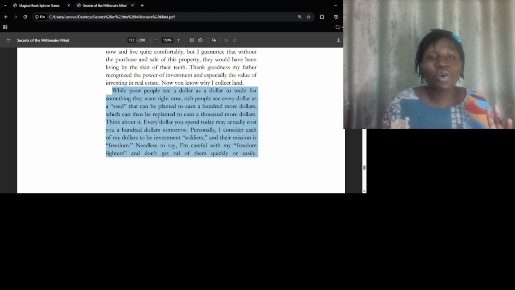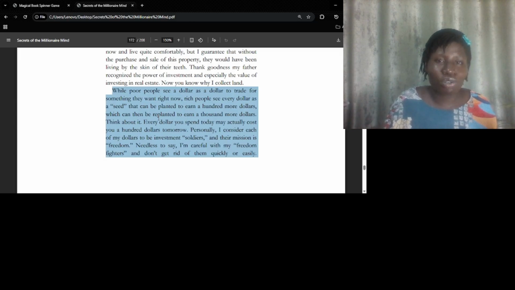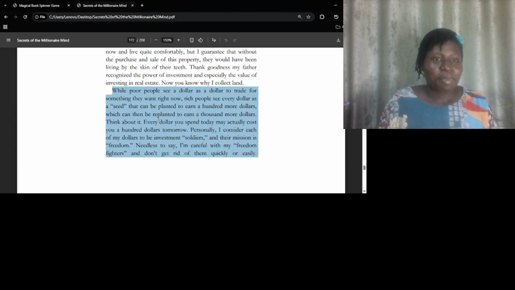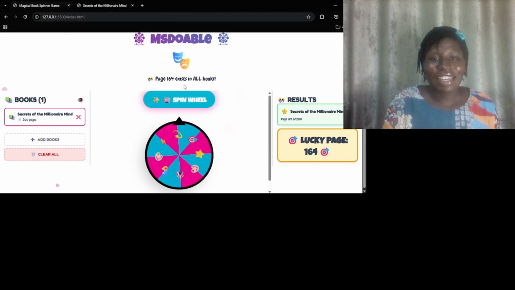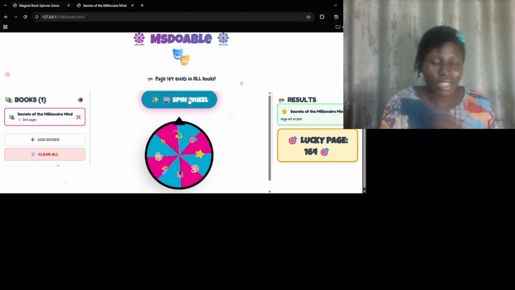So I think we should all be seeing the little monies that we get as seeds, other than income to spend immediately for short-term gratification. I don't know if that is the best way I can say it, but I like it. Let's spin again.